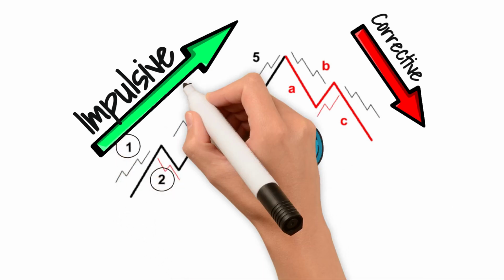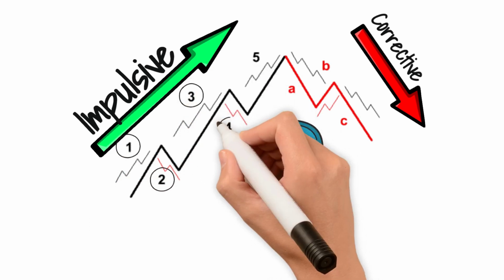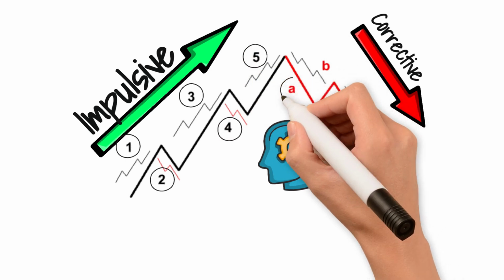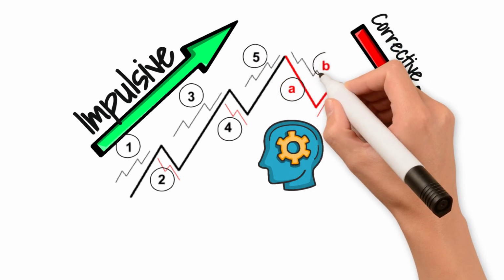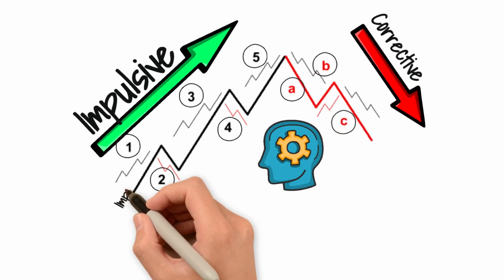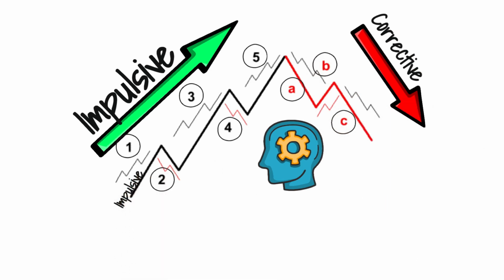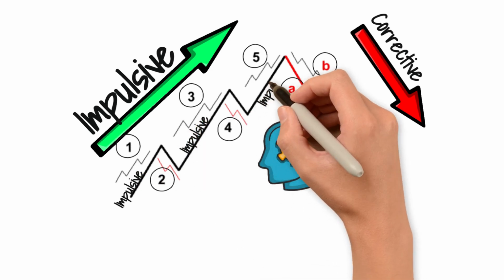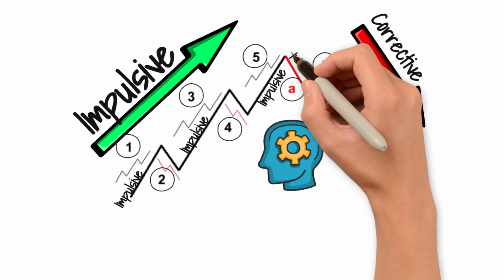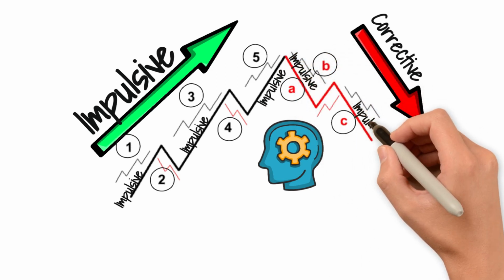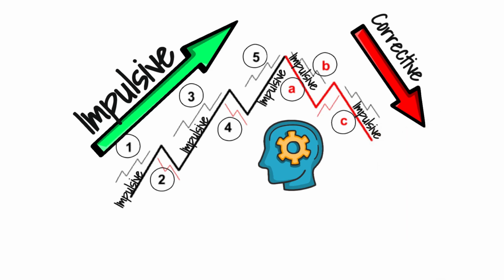The 5 waves that advance price in one direction collectively form one impulsive wave, and they are labeled from 1 to 5. And the 3 waves that retrace against the impulsive wave collectively form a corrective wave, and they are labeled from A to C. Notice that the large impulsive wave is broken down into 5 subwaves. The large corrective wave is broken down into 3 subwaves.